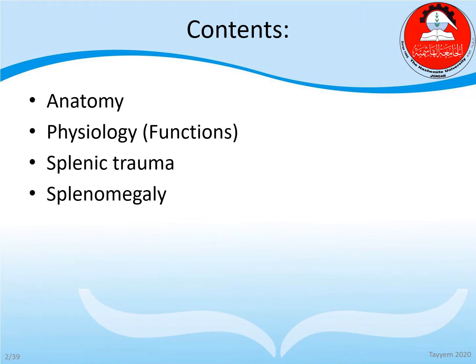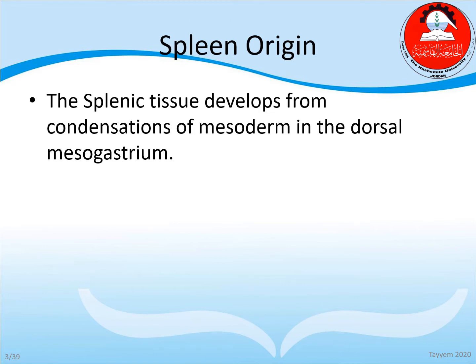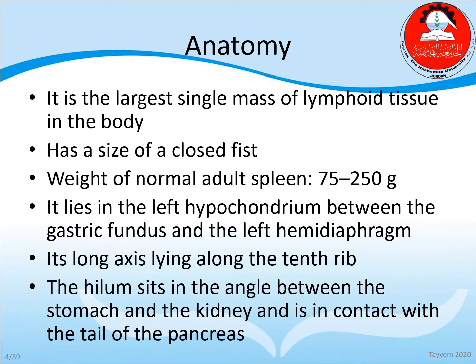So the overview of the lecture about the spleen will be talking about the anatomy, physiology, splenic trauma, and splenomegaly. The origin of the spleen, as you are aware, is from the condensation of the mesoderm from the dorsal mesogastrium.